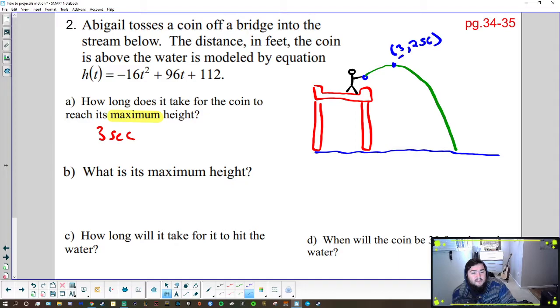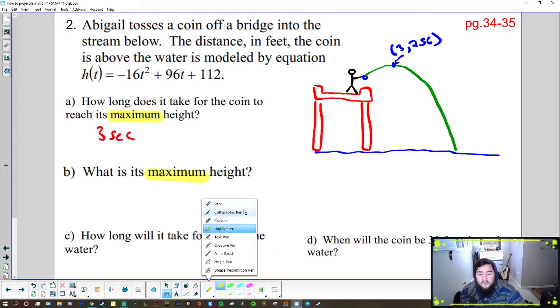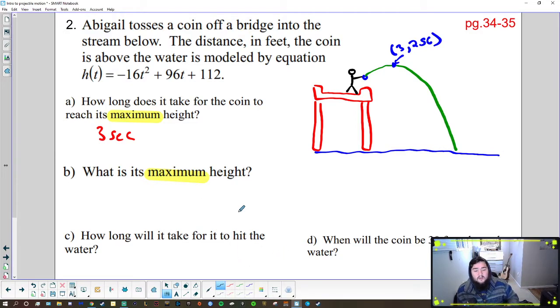So this is the maximum height that coin is going to get on its entire trajectory. Which brings us to that next problem. What is the maximum height? Again, what's super important is we're on the lookout for these keywords. Maximum height. Because it's the maximum height we're looking for, that means we're looking for part of the vertex.